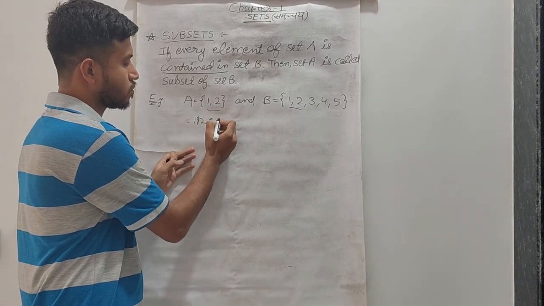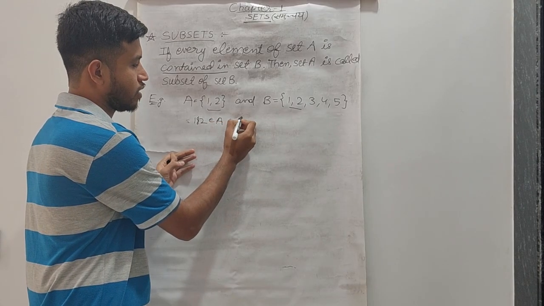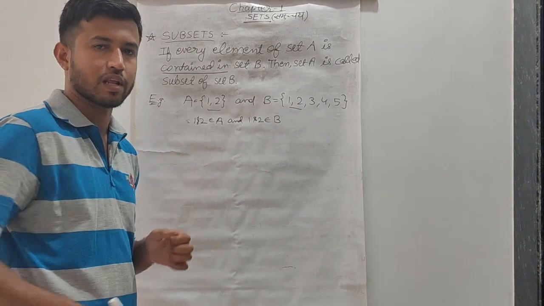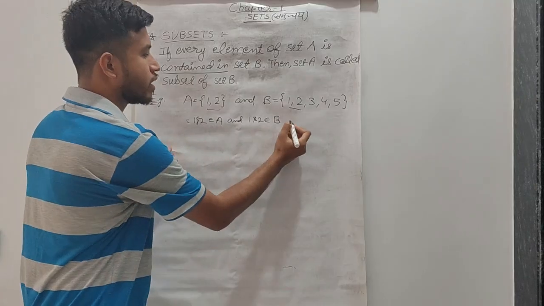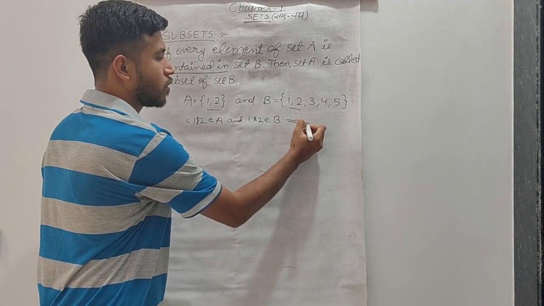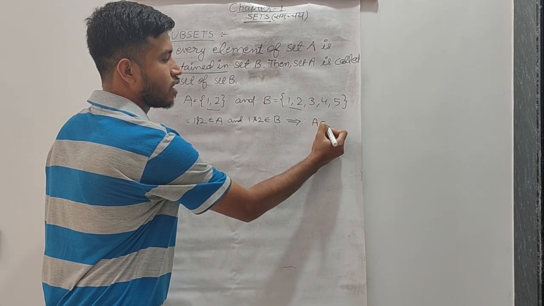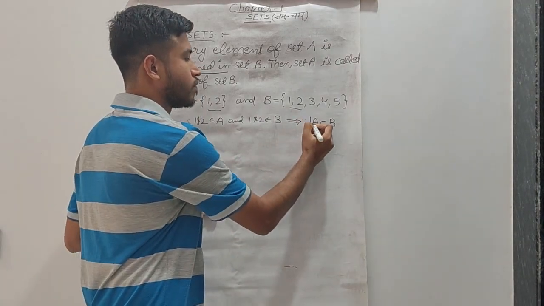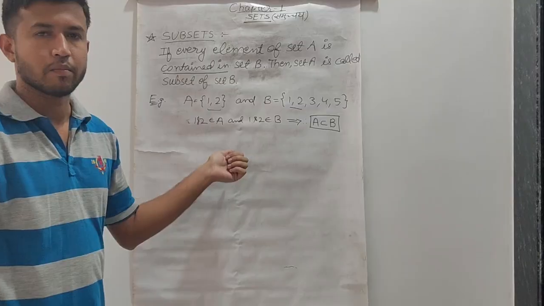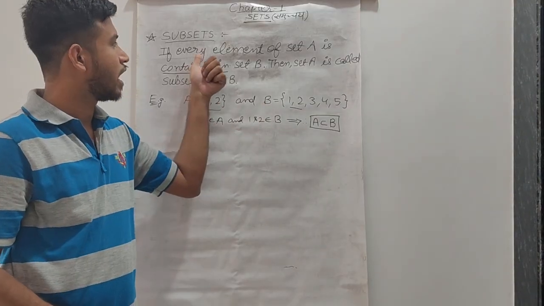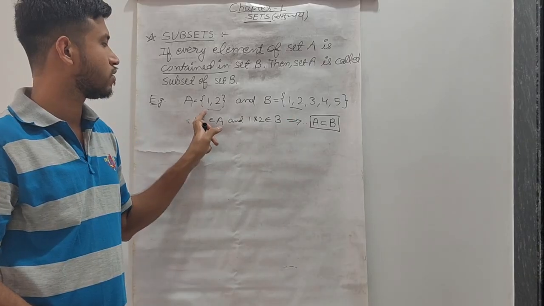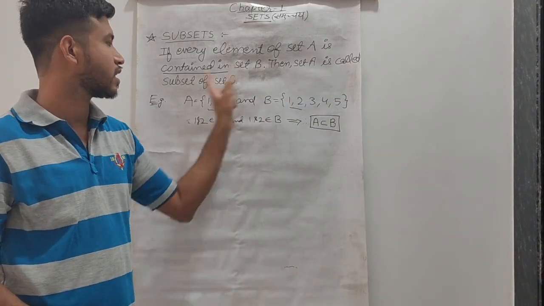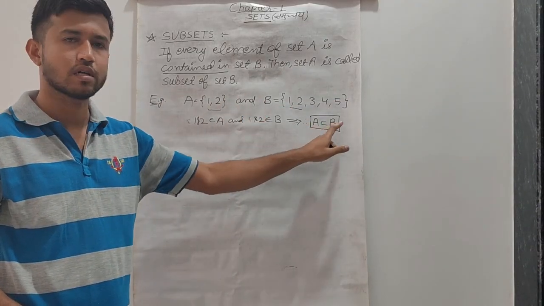Elements 1 and 2 belong to set A, and 1 and 2 belong to set B as well. So here it implies set A is a subset of set B. This is the symbol of subset. Now look at the definition again. Every element of set A, meaning 1 and 2, is contained in set B. Then set A is called a subset of B.